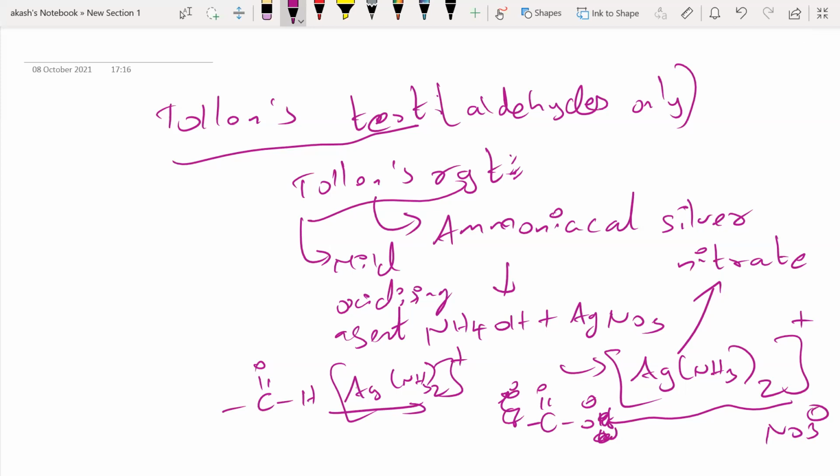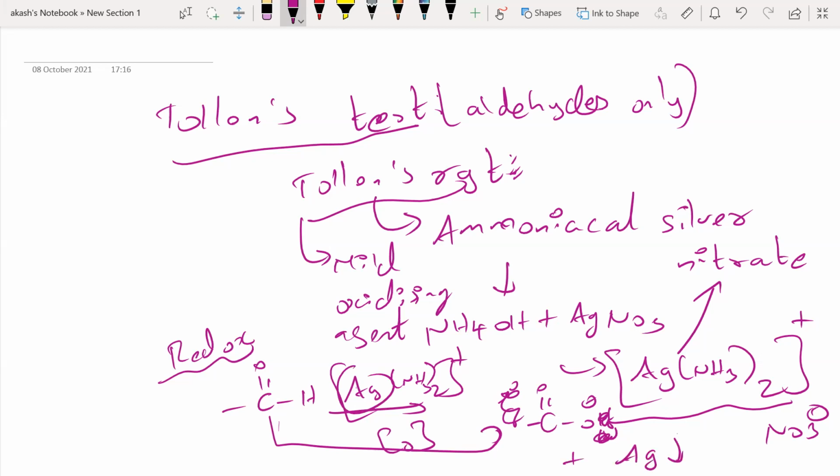In this process, this is a redox reaction, people. What is happening to the carbonyl compound? It is getting oxidized. The aldehyde is getting oxidized to acid. Now what is happening to Ag? You will find that the side product is going to be a silver precipitate. This silver precipitate, we also call silver mirror.